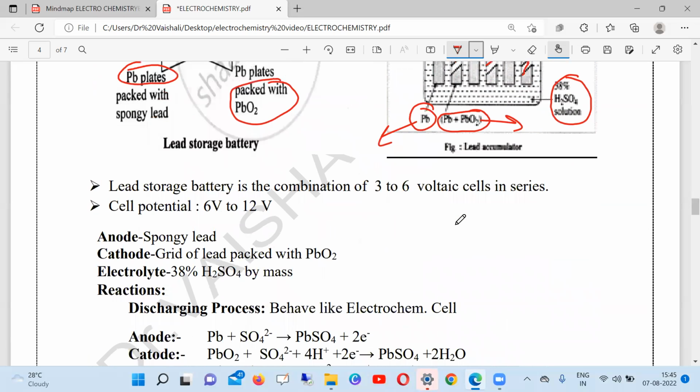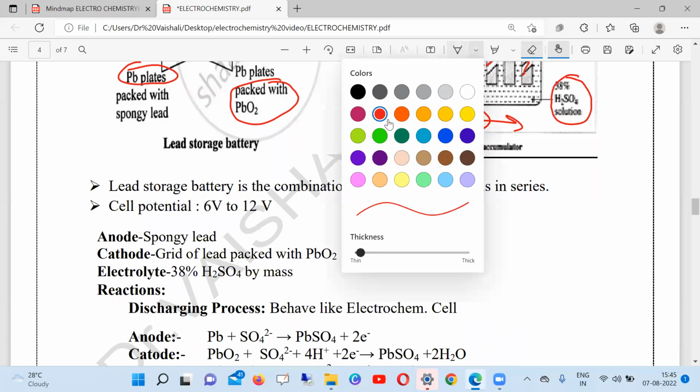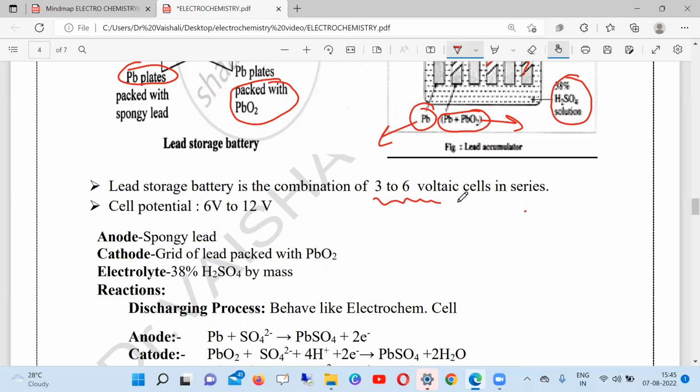Okay, so this lead storage battery is a combination of 3 to 6 voltaic cells in series. It is the combination of how many? Just I told. So it is basically a combination of 3 to 6 voltaic cells in series. And its cell potential, even you have seen on the battery, the voltage is mentioned, 12 volt maximum. So its range of the cell potential is 6 volt to 12 volt. Already I told, anode is made up of lead, cathode is made up of grid of lead packed with the PbO2, electrolyte 38% sulfuric acid.